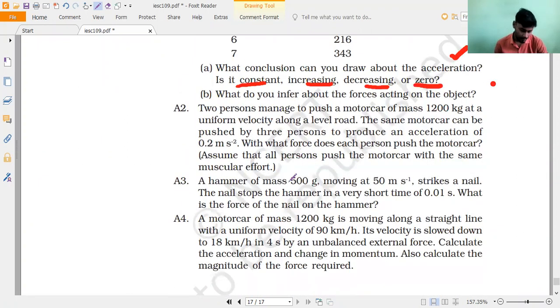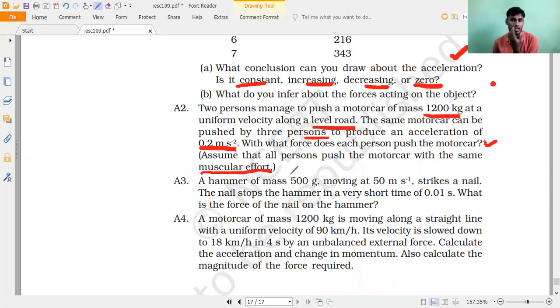Two persons managed to push a motor car of mass 1200 kg at a uniform velocity along a level road. The same motor car can be pushed by 3 persons to produce an acceleration of 0.2 meter per second square. With what force does each person push the motor car? Assume that all persons push the motor car with the same muscular effort. That is what they are asking.